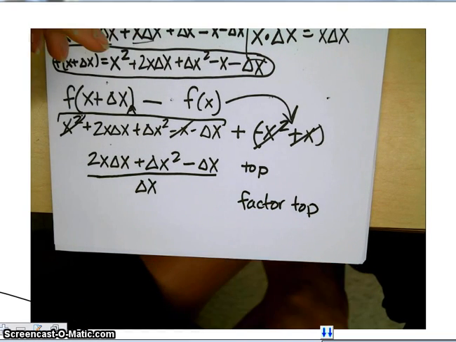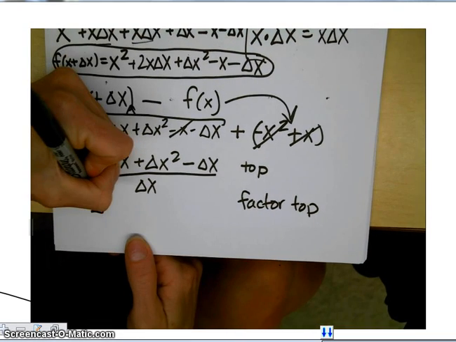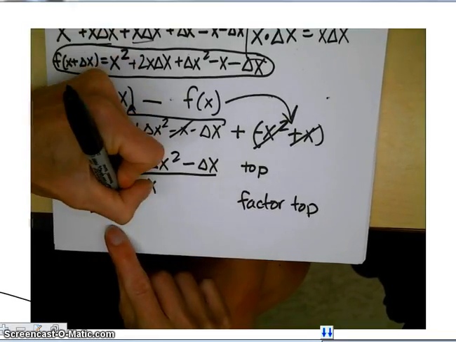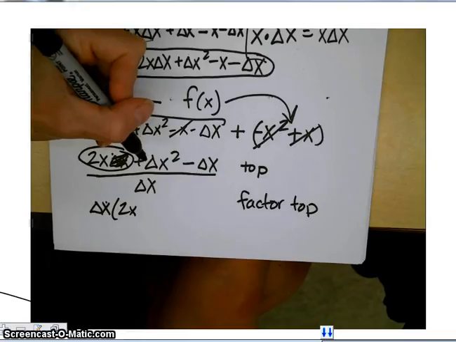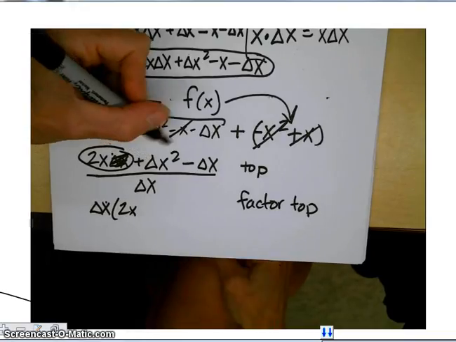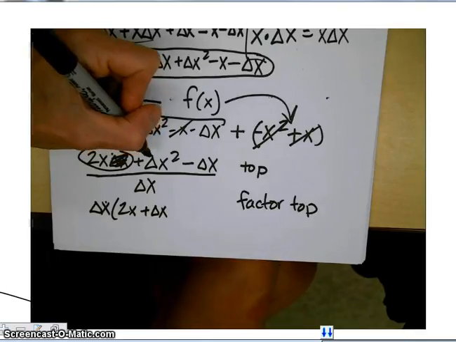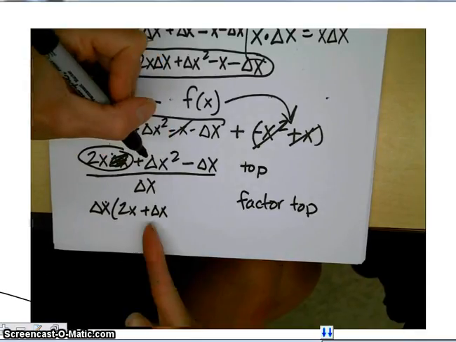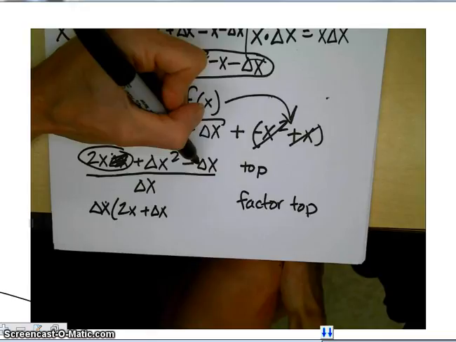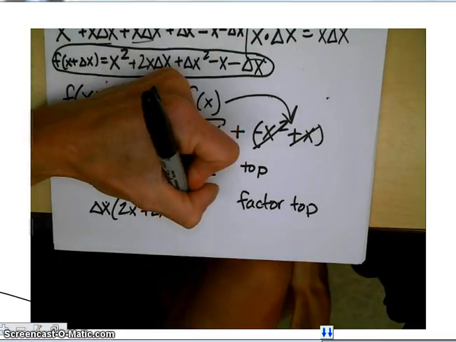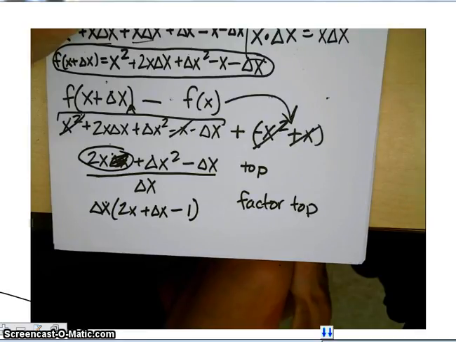Pay attention, please. When I factor out a delta x from the top, what's left in here when I get rid of the delta x? 2x. What's left here when I get rid of one of the delta x's? Plus delta x. Delta x squared means delta x and delta x. You take one of them out, it's still delta x, just not squared. And what's left here? Minus 1. Is that important? Yes. It's not 0. If you factor out and have 0 left, you're wrong.